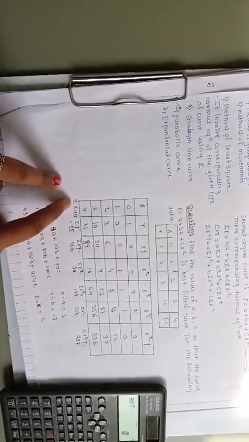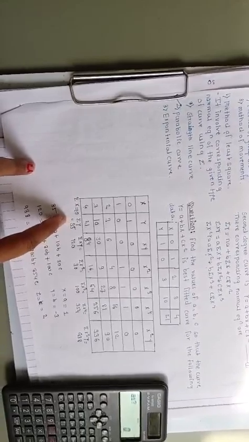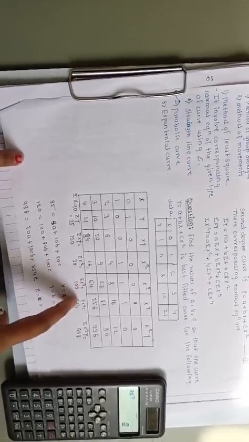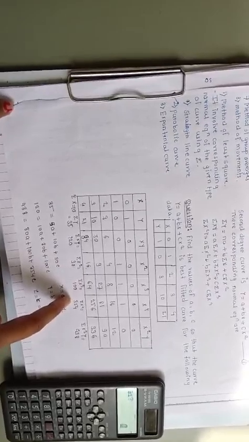Then the summation of these columns. Summation x is equal to 10, summation y is equal to 35, summation xy is equal to 120, summation x square is equal to 30, summation x cube is equal to 100, summation x raised to 4 is equal to 354 and summation x square y is equal to 438.